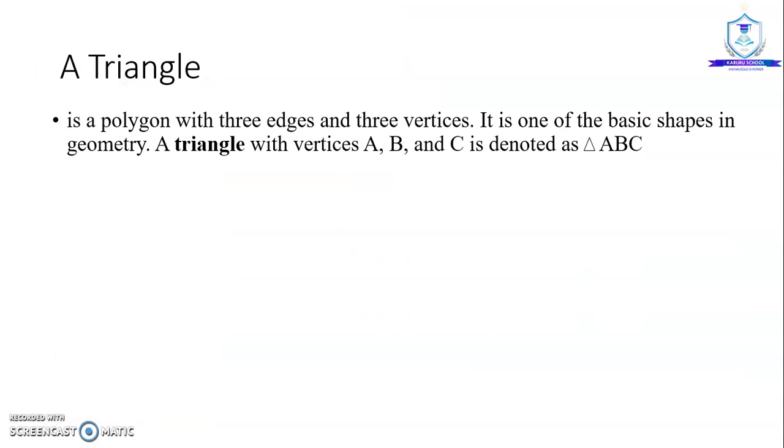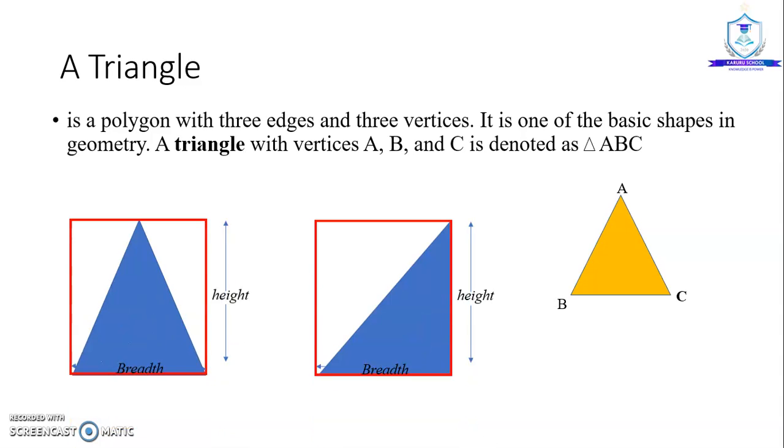A triangle is a polygon with 3 edges and 3 vertices. It is one of the basic shapes in geometry. A triangle with vertices A, B and C is denoted as triangle ABC. So there is the figure of a triangle with vertices A, B and C.